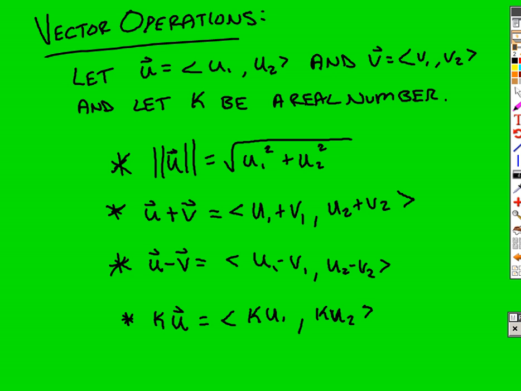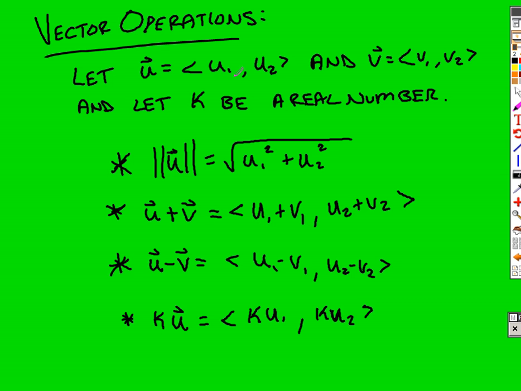Working on today are unit vectors and some ideas with vector operations. Here are just some general ideas of what we can do. To find the length of any vector, for example u, we take the x component, square it, take the y component, square it, and take the square root. This is the formula again.